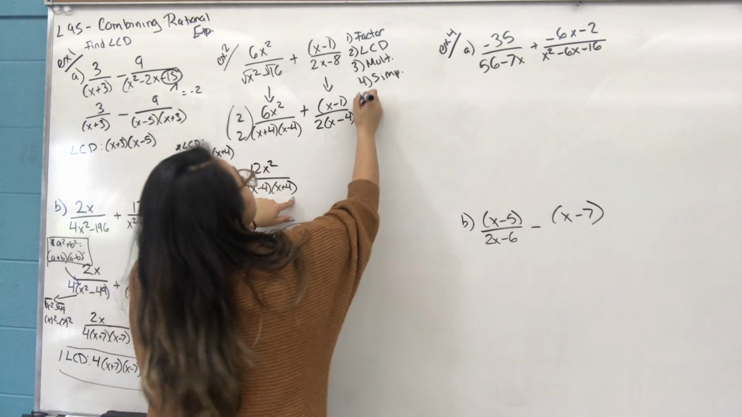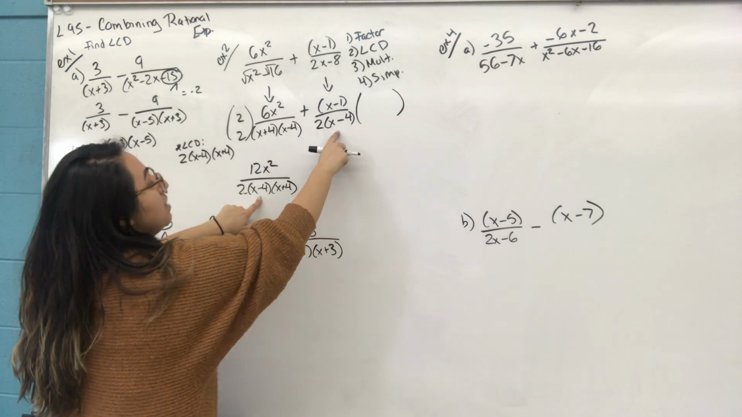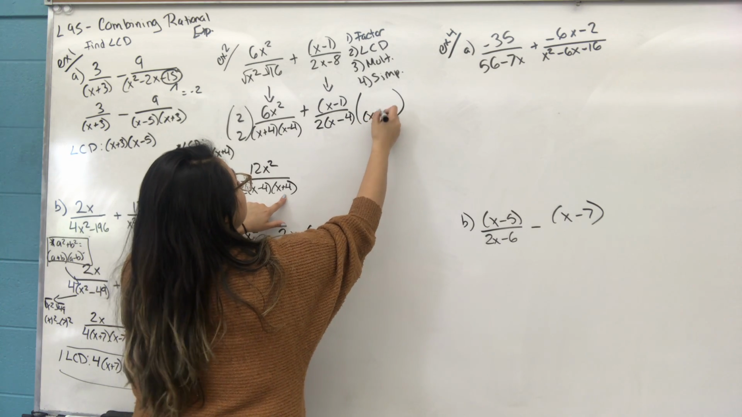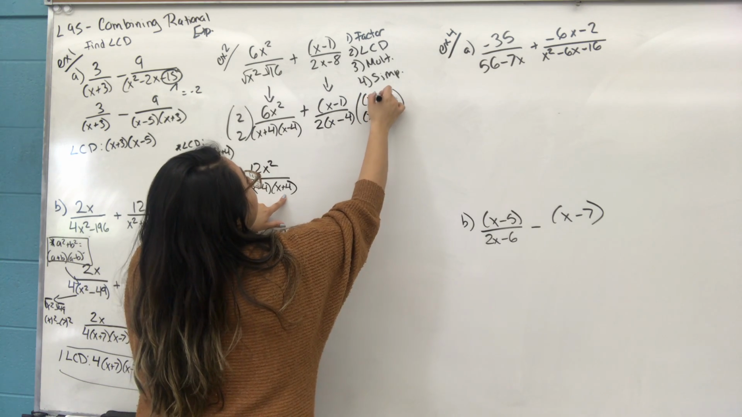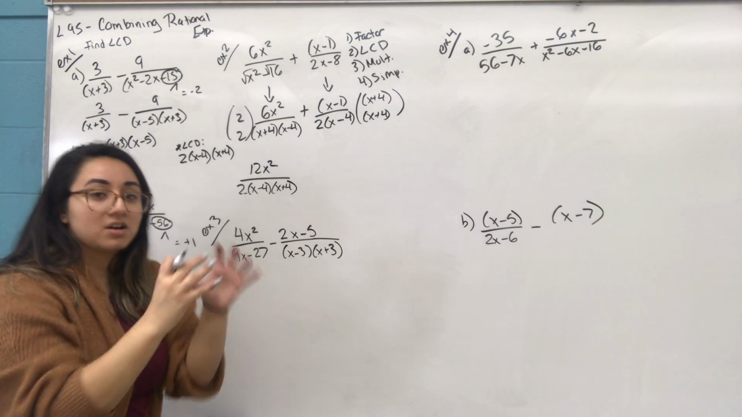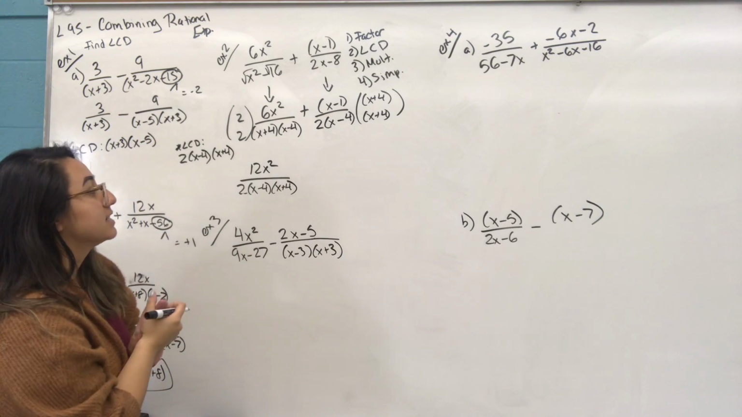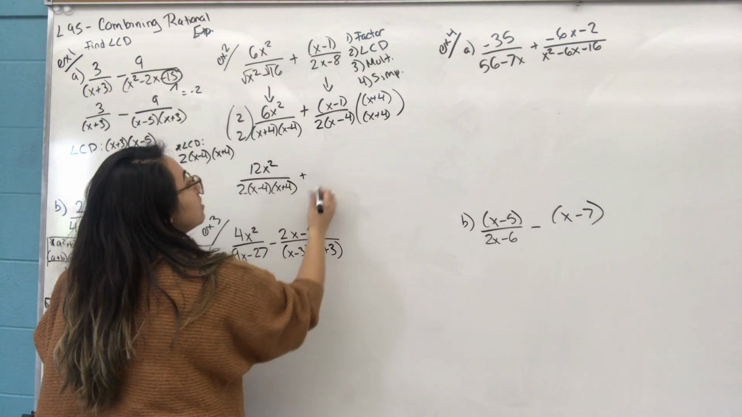Now let's look at the right side. The right side, we have a 2, we have an x minus 4, but we don't have an x plus 4. Keep in mind, I always put parentheses over my binomials. I want to make sure they are combined. I just don't multiply one number, and that's where a lot of people get confused. Put your parentheses.